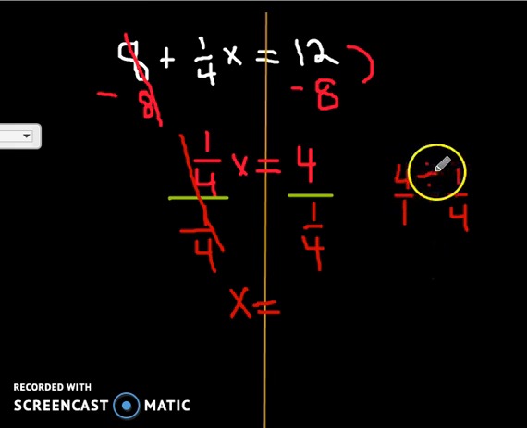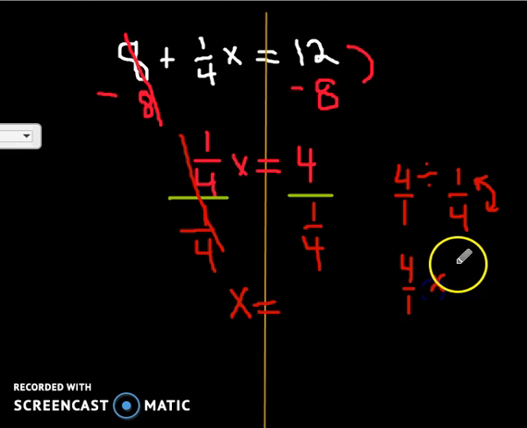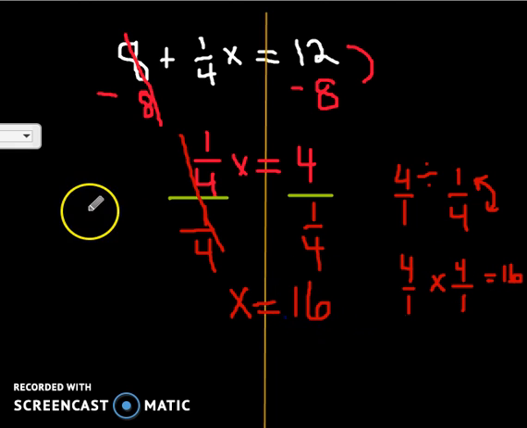So I know that 4 divided by 1/4, you never divide by a fraction. What do you do? Right, you multiply by the reciprocal. So we're going to flip that 1/4 upside down, and we have 4 times a reciprocal. 1/4 as a reciprocal is 4 over 1. Now we multiply across, and we get 16. 4 times 4 is 16, so I know that x equals 16.